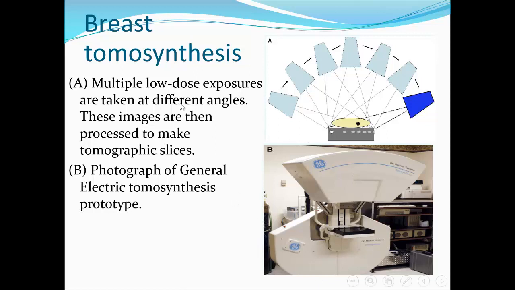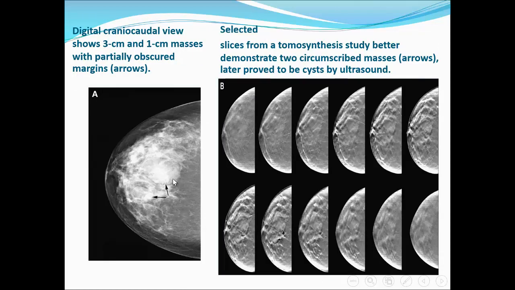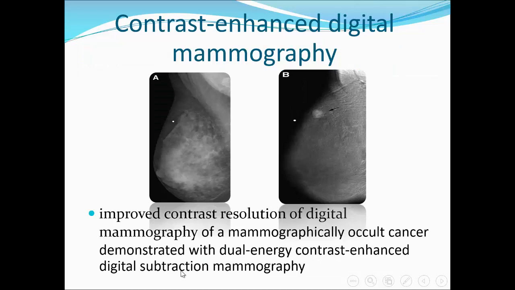Like breast tomosynthesis, what is breast tomosynthesis? It is multiple low-dose exposures taken at different angles, and these images are then processed to make tomographic slices. We take tomography of the breast. Here we have two cystic lesions or well circumscribed masses, and they are better delineated on tomosynthesis.